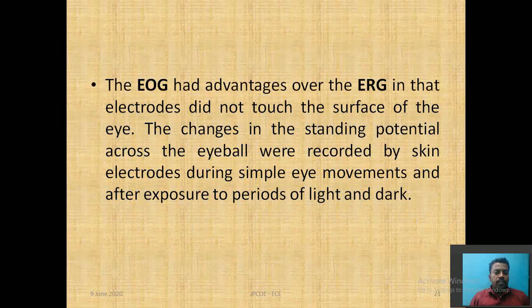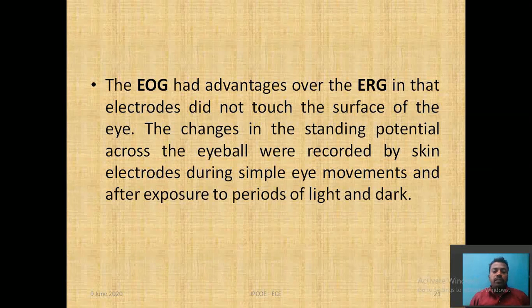Then EOG and ERG. When we compare these two, the EOG has an advantage over ERG in that the electrodes do not touch the surface of the human eye. In ERG, the electrodes touch the surface of the eye, which is irritating to the human.